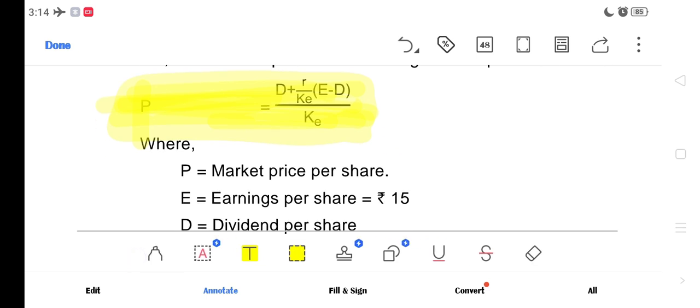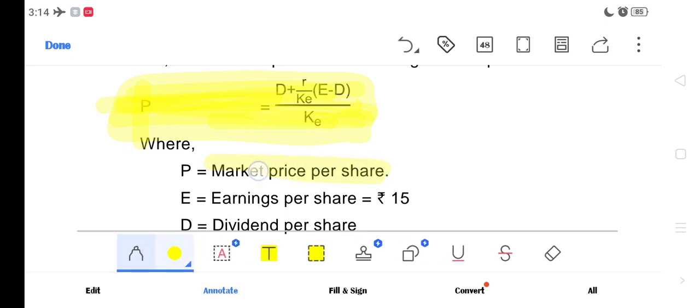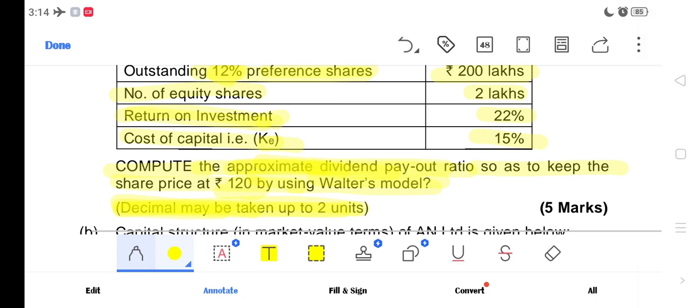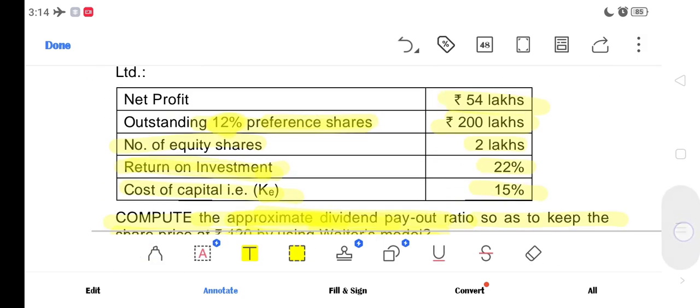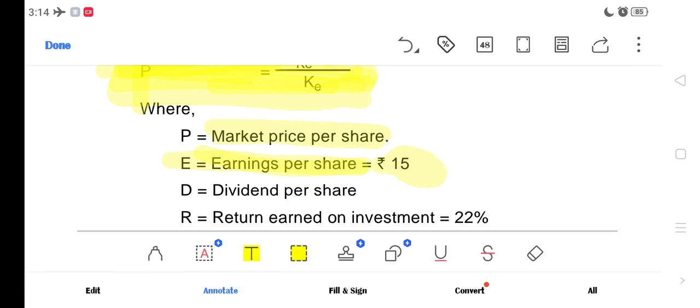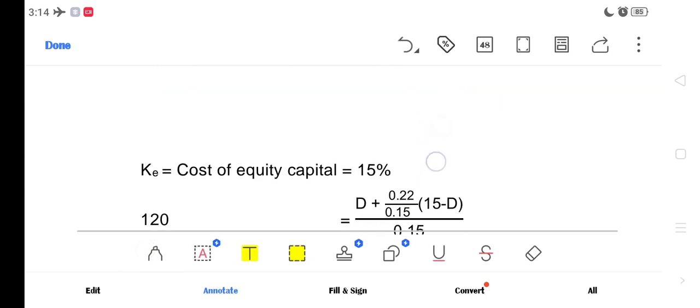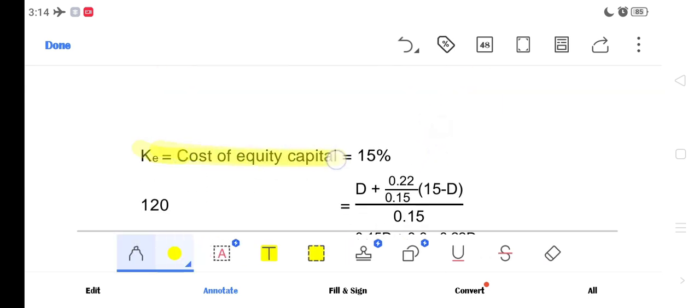They have given what P is, and what E and KE are. P is the market price per share, and E is earnings per share, which we have to calculate. D is the dividend per share, and R, the return on investment, they have given as 22%, right? What is KE, guys? Cost of equity capital, which is 15%.